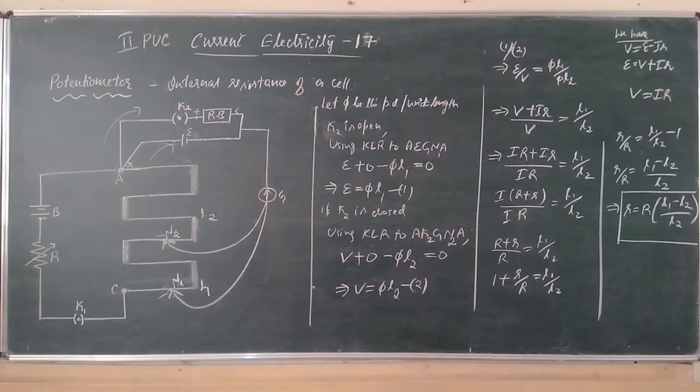So that ends the chapter. What is a potentiometer? What is the principle of working of a potentiometer? What are the applications of a potentiometer? What are the advantages of using a potentiometer? These things are important. So remember that expression, small r is equal to R into L1 minus L2 divided by L2. That finishes the chapter.